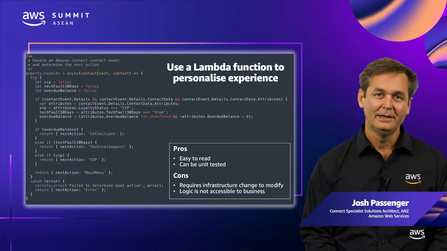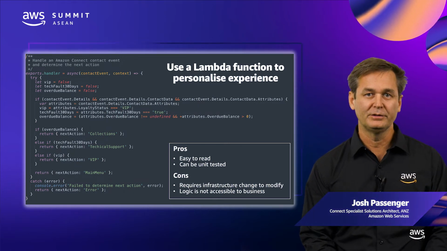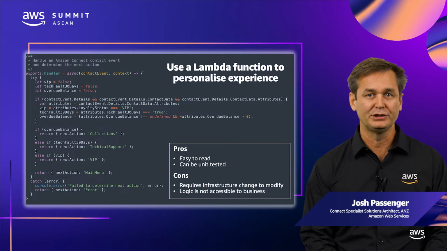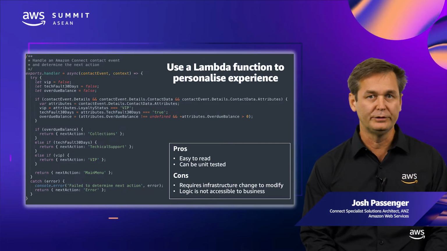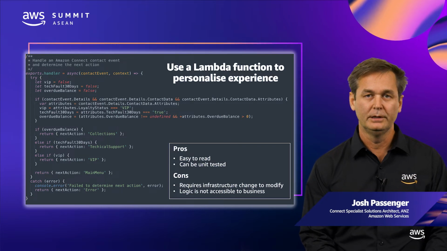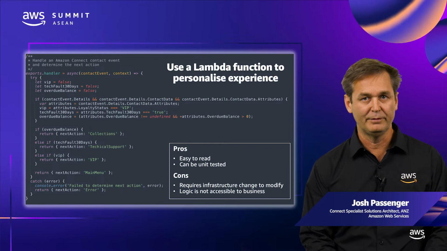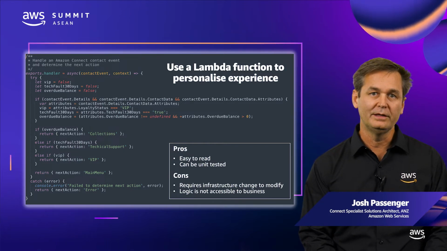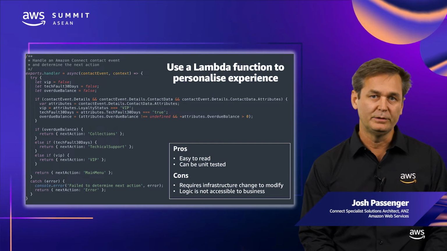Thanks, Adrian. The first technique I wanted to explore uses a Lambda function invoked from Amazon Connect to determine the next action for a customer. In this case, we look at contact attributes loaded into the customer's contact record. This approach at least allows us to write unit tests for the logic in the Lambda function and make sure that we get the experience we expect for a variety of incoming contact attributes.